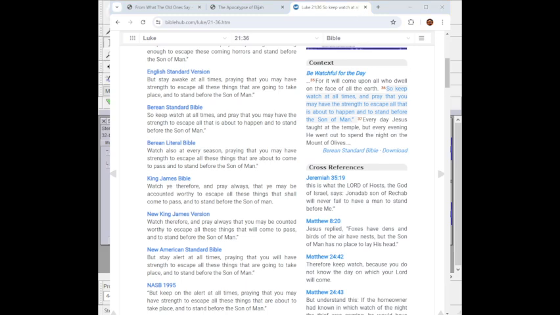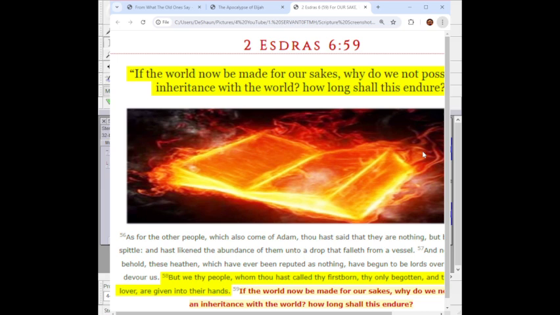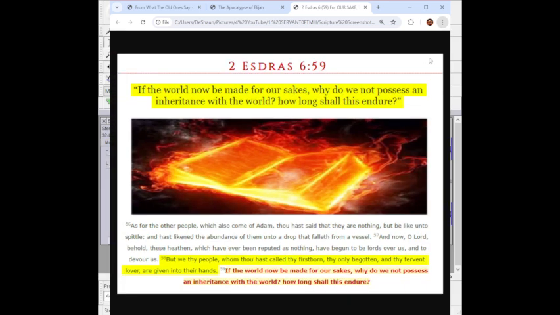Hold on. Give me a second. For our sake was the world made. For the sake of the righteous, not the wicked, who steal all the freaking resources for their selfish gain. 2nd Ezra 6:59. If the world now be made for our sake, why do we not possess an inheritance with the world? How long, O power, shall this endure?